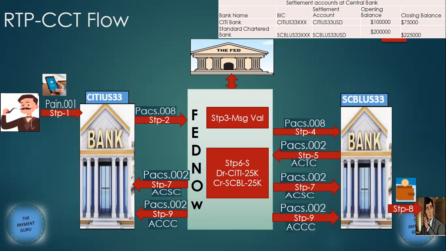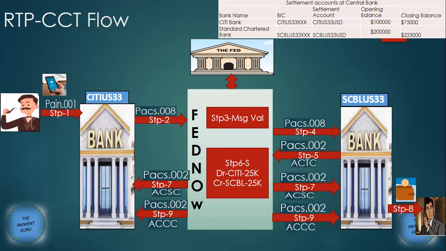Now the FedNow system would receive an ACCC status message, that is the payment status package 02 message, and the FedNow system will send out that ACCC status message to the ordering institution, which helps them understand that the beneficiary customer has been credited with the amount which the ordering customer initiated.